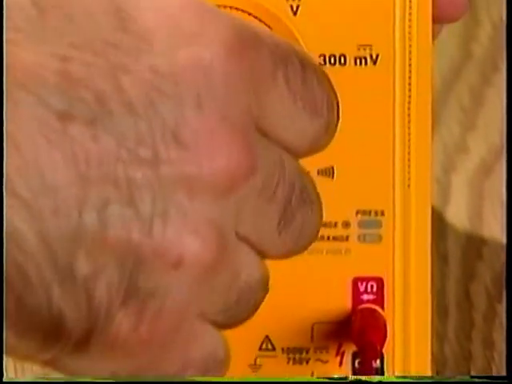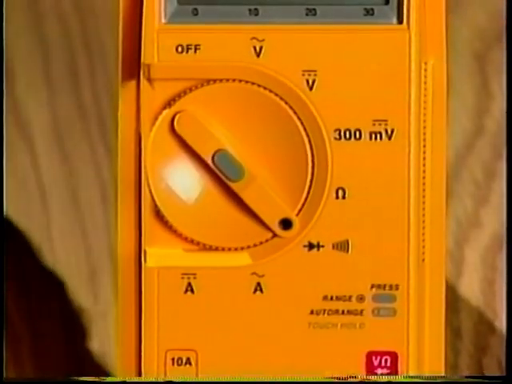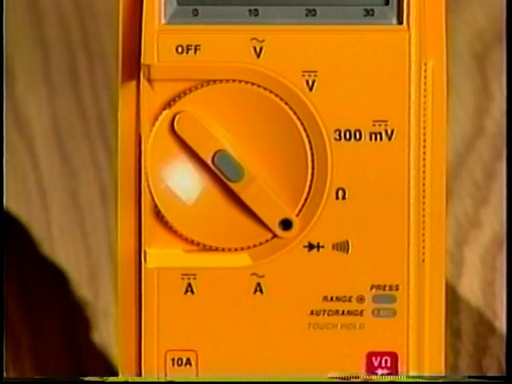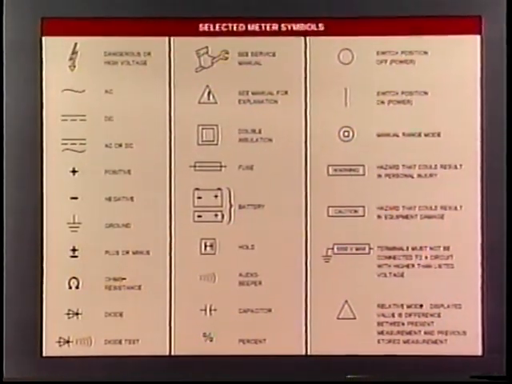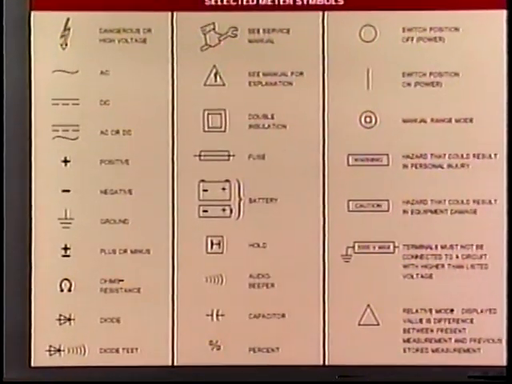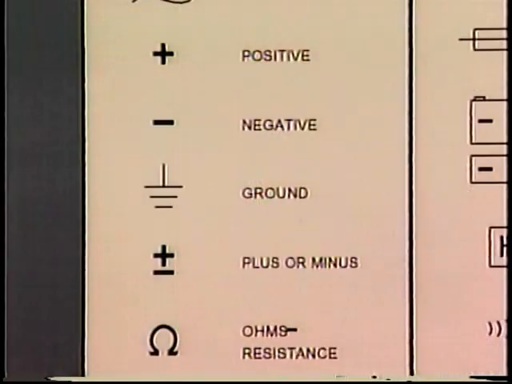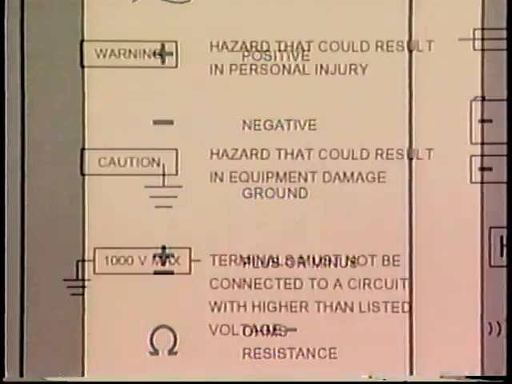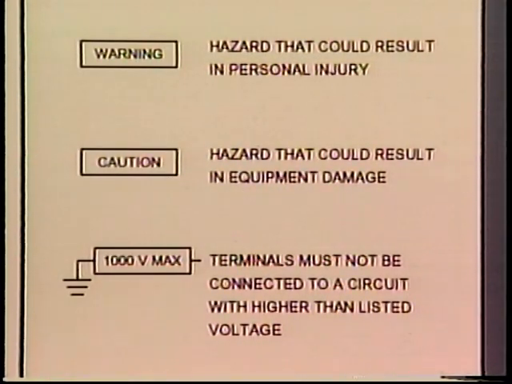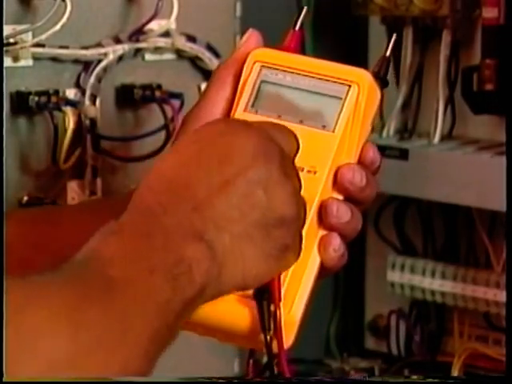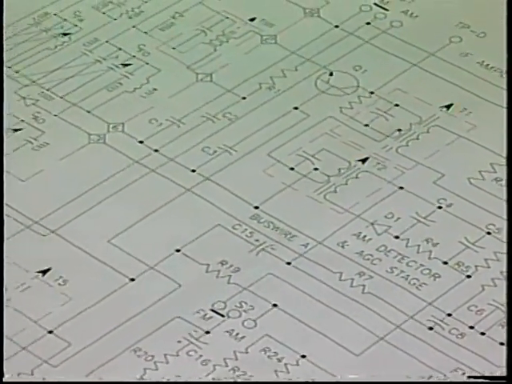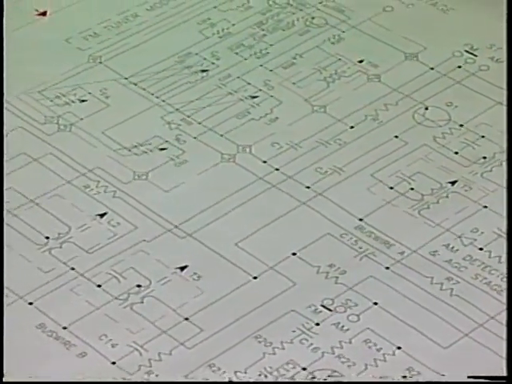In addition to abbreviations, meters also use symbols to display information. Most meters use standard international symbols that represent an electrical component such as a battery or diode. Symbols also represent terms such as ground or positive, or messages to the user such as warning or see handbook. Standard international symbols used on a meter may differ from the symbols used on wiring or schematic diagrams.